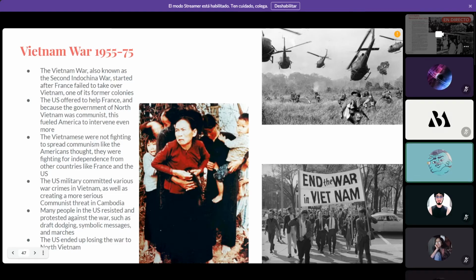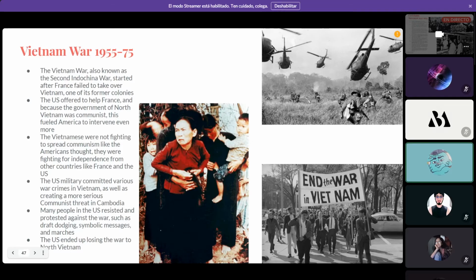This image here on the left is an image from the My Lai massacre, which was probably the most well-known and worst event of them all in Vietnam, where American soldiers killed several women and babies that were innocent. They weren't soldiers or anything. There were no soldiers in the village. They just decided to kill them. They also raided Cambodia and Laos as well.